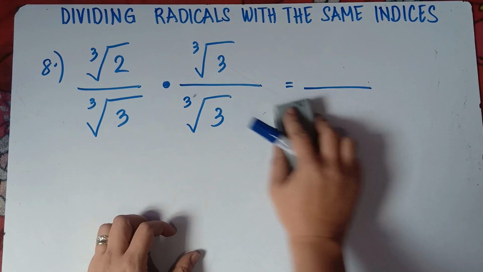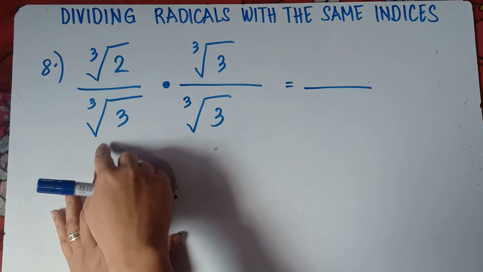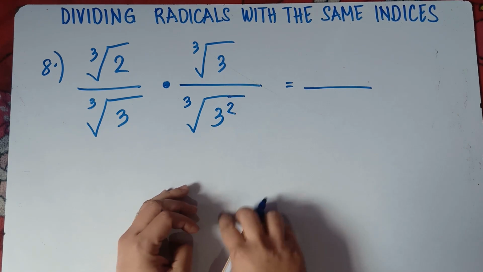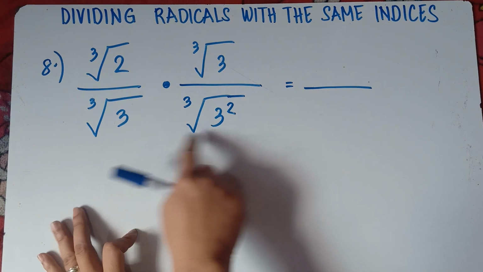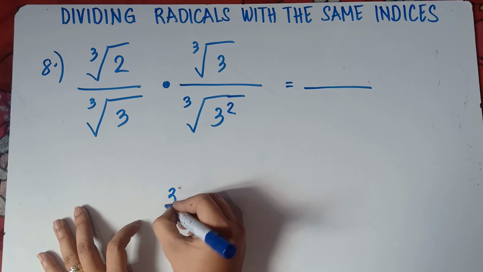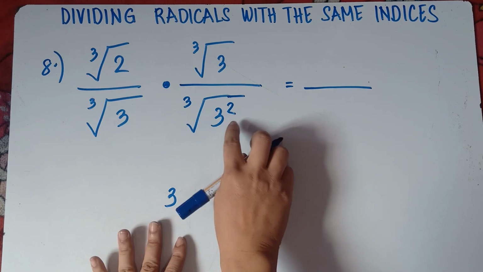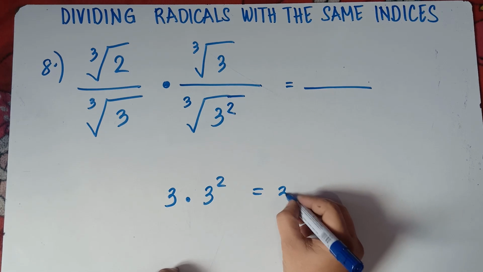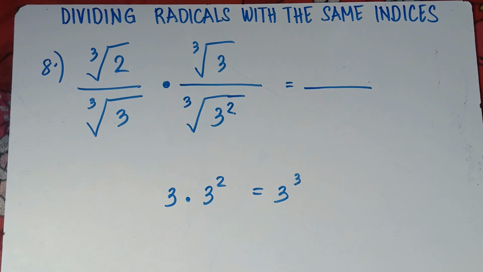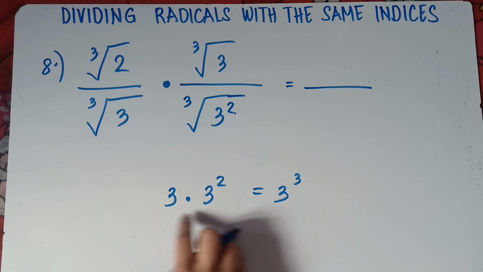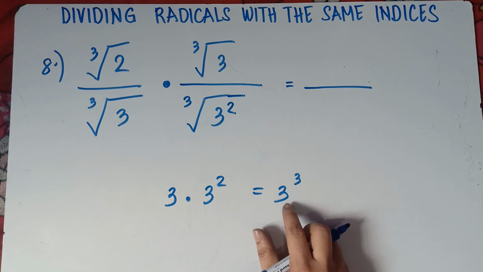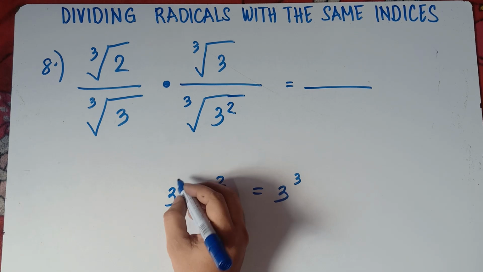So the thing that we will do, class, is we need to multiply this one by the cube root of 3 squared. Now, question, sir, why is it 3 squared? Because if you multiply this one, 3, okay, multiply the base, 3 times 3 squared, it will be 3 raised to the power of 3, right? So remember, class, the laws of exponent, if they have the same base, simply copy the base, then you will add the exponent.